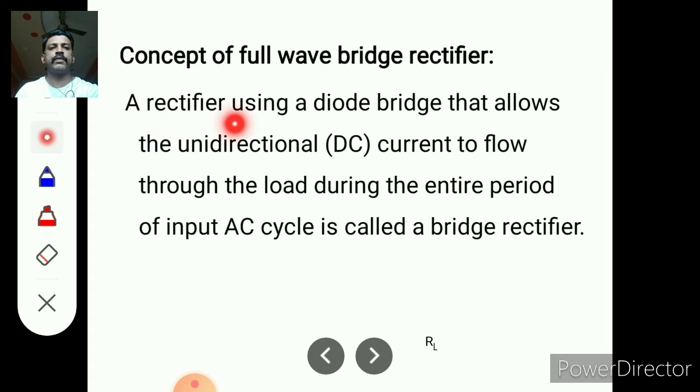A rectifier using a diode bridge that allows the unidirectional, meaning DC, current to flow through the load during the entire period of the input AC cycle is called a bridge rectifier.